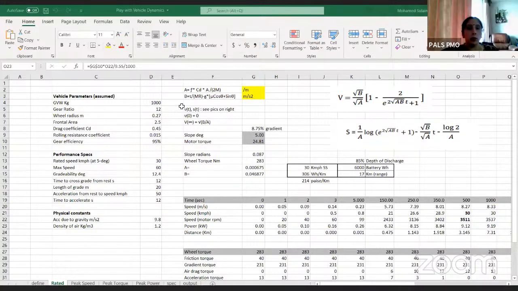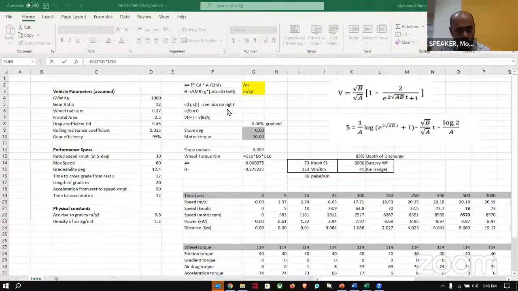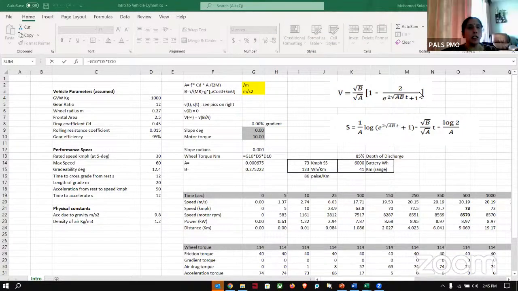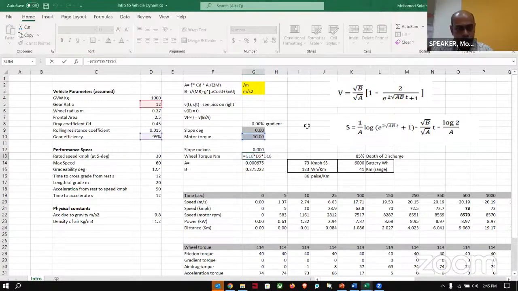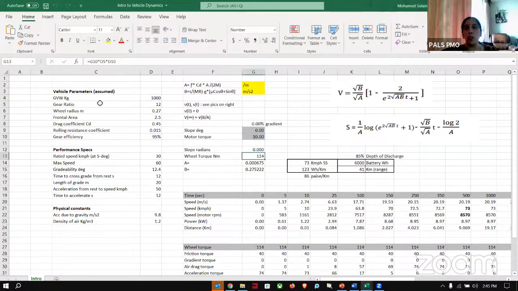Sir Kannan, your mouse is not moving. I don't think... I am screen sharing. You can just stop it. And yeah, now it is gone. Okay. Can you now select it? Can you select 1000? Now it is getting selected. This was not happening earlier.